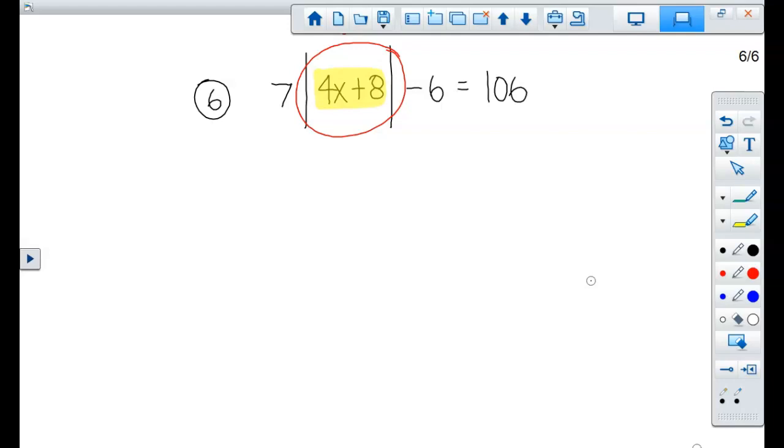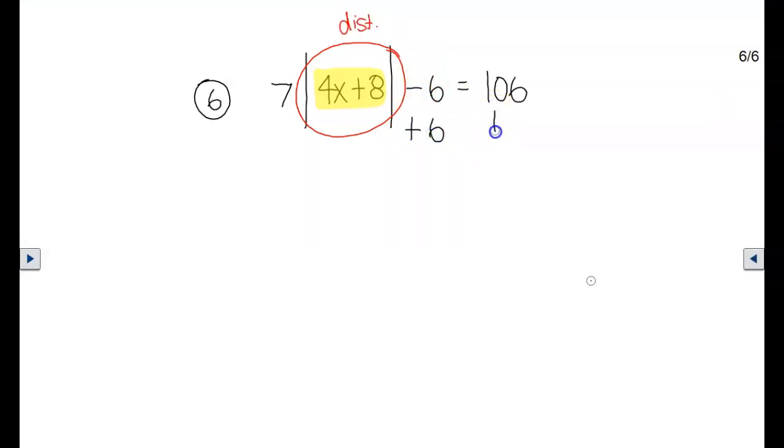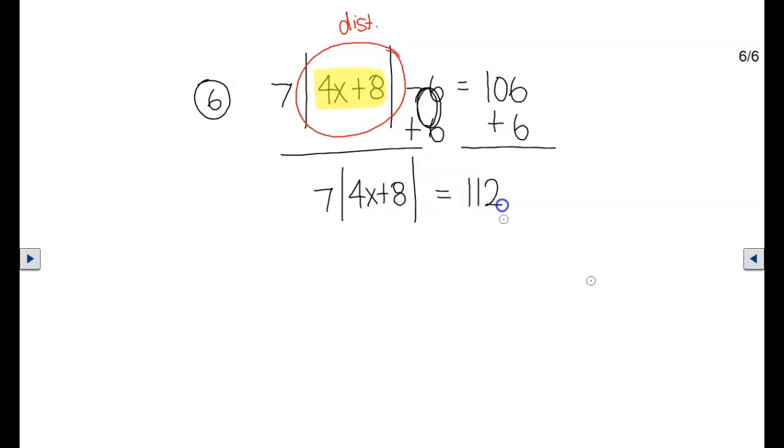So do I cancel out the 7 or the minus 6 first? The answer is we cancel out the minus 6. If there's an addition or subtraction, get rid of it first. So you're going to do plus 6 on both sides. That will give you 7 times the absolute value of 4x plus 8 equal to 106 plus 6, which is 112. Now we will divide to cancel out the 7. And we get the absolute value of 4x plus 8 is equal to 16.